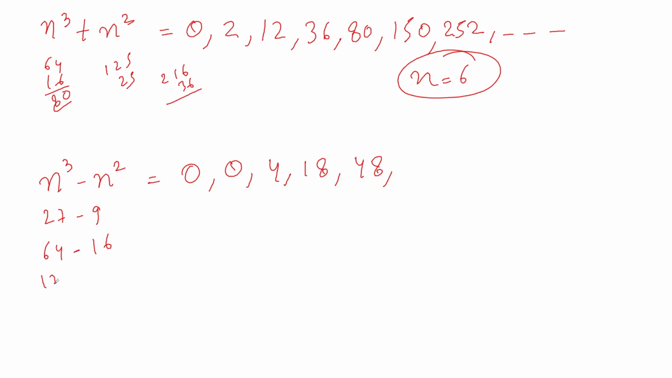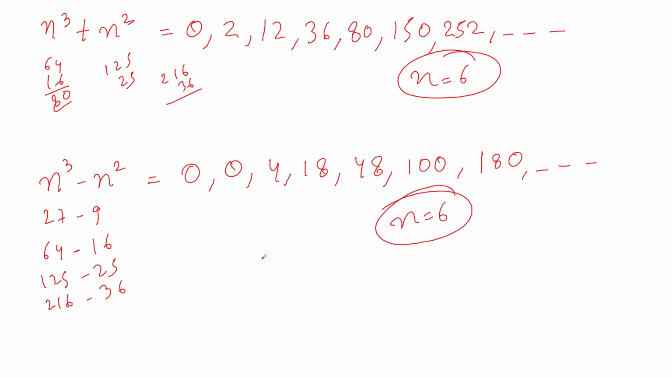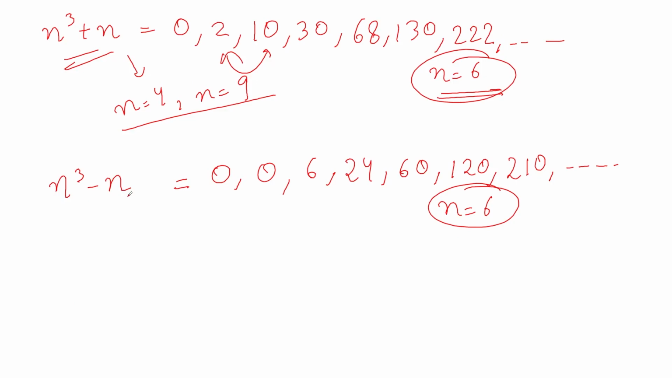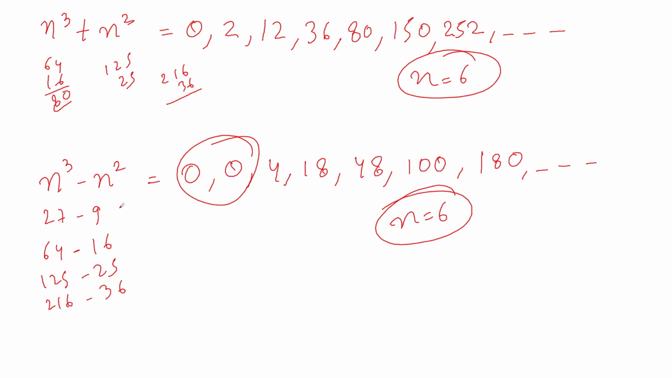Then it will be 125 minus 25. So that is 100. Then 216 minus 36 will be 180. So on. So again, please learn this series till n is equal to 6. Now the basic motive over here is that you try to identify, especially if you see double zero, then you can directly check for n cube minus n or n cube minus n square.